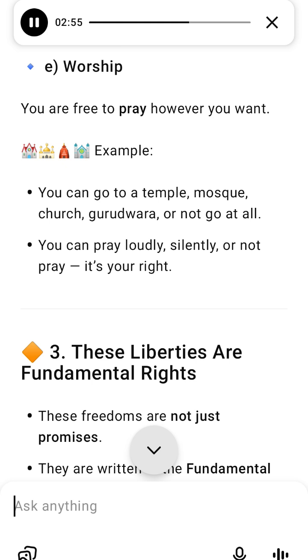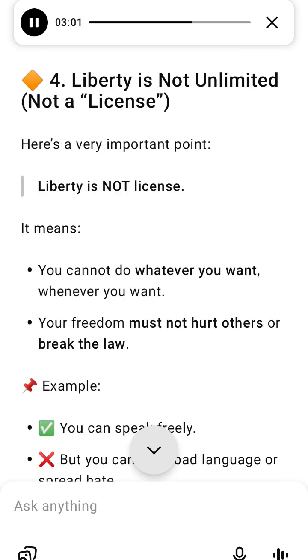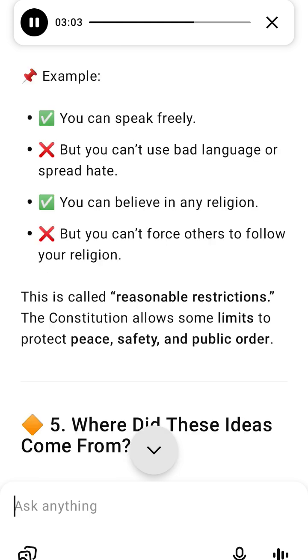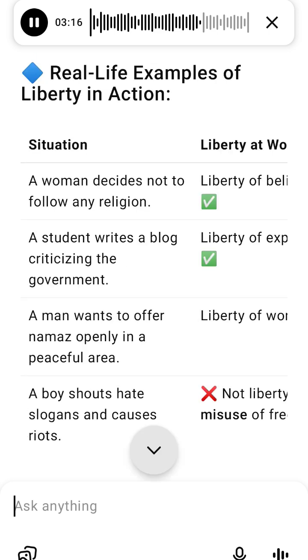5. Where did these ideas come from? The ideas of liberty, equality, and fraternity in the Indian Constitution were inspired by the French Revolution, 1789 to 1799. During that time, French people fought against kings and wanted liberty, freedom, equality, fairness, fraternity, brotherhood. India borrowed these same ideals to build a fair, free, and united nation.